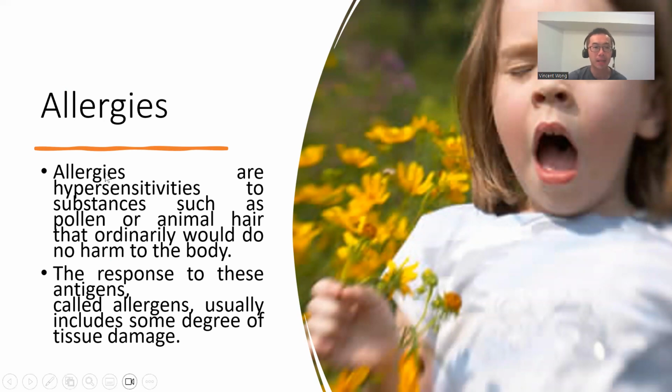So that's hypersensitivity to things that are normally harmless to the body. Your immune system is overreacting to harmless things like pollens, but it doesn't have to be pollens.